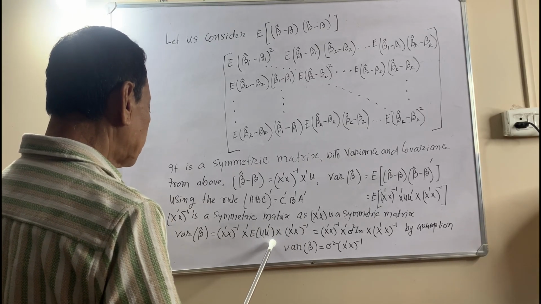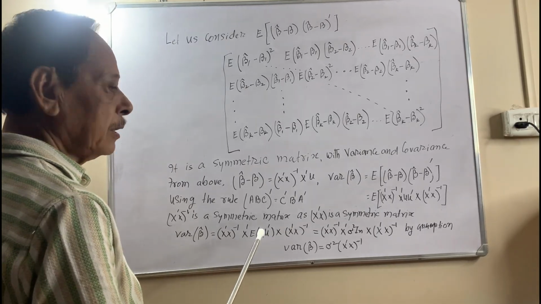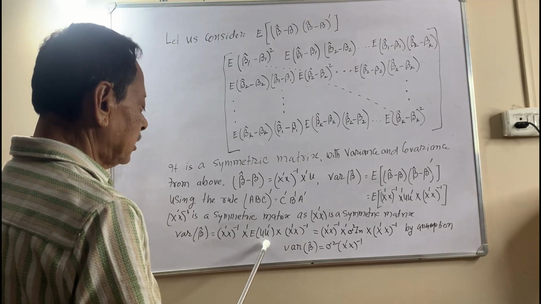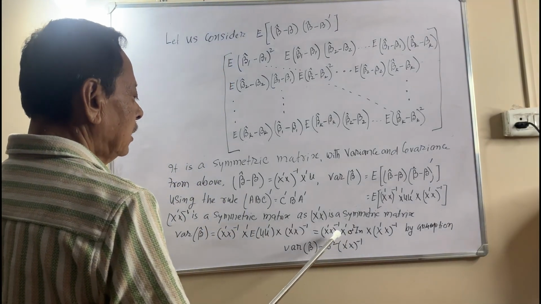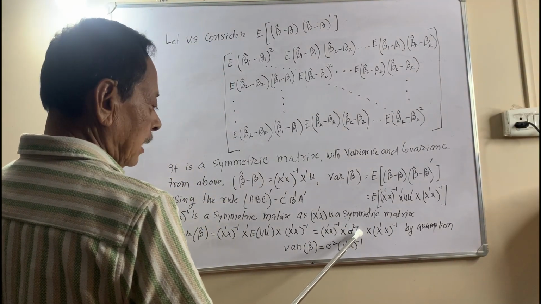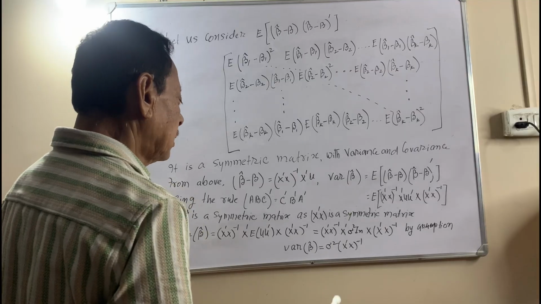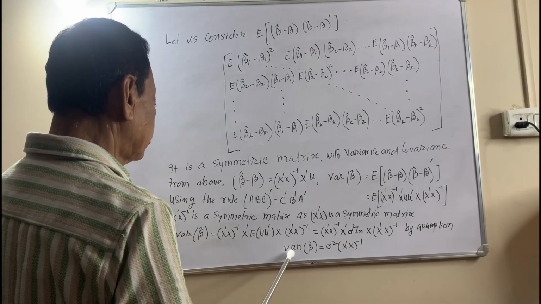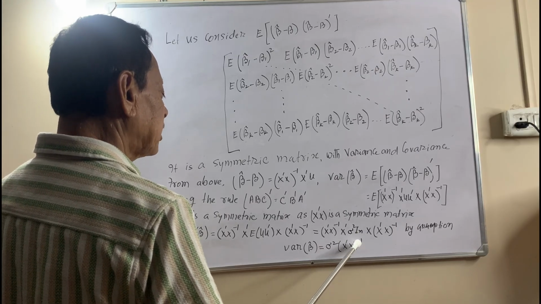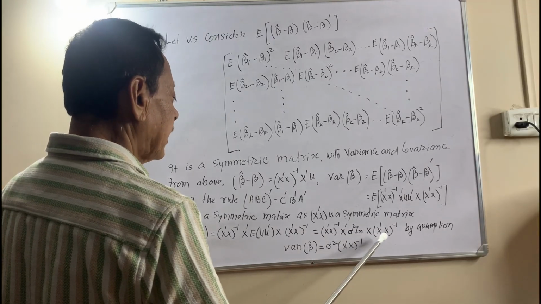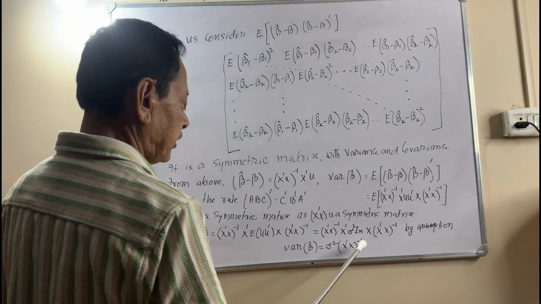Now we know that expected u u prime is nothing but sigma square I. That means sigma square into identity matrix, as we got it in the assumptions. So (x prime x) inverse x prime, sigma square into identity matrix, and x (x prime x) inverse. By assumptions, it will be cancelled and the variance of beta hat is equal to sigma square times x prime x. So one (x prime x) inverse will be there and the others will be cancelled. So variance of beta hat is equal to sigma square (x prime x) inverse.